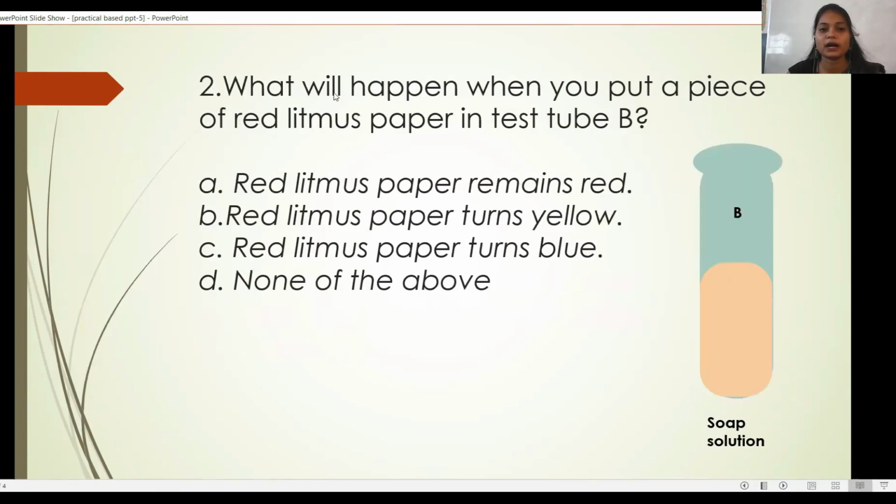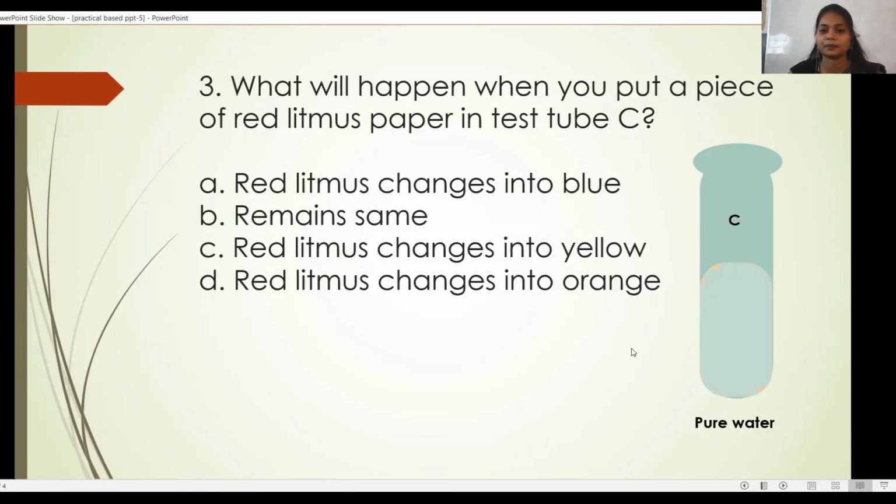Now, our next part is: what will happen when you put a piece of red litmus paper in test tube B? We know soap solution is basic in nature, so what will happen when we put a piece of red litmus paper in test tube B? It will turn blue. So here which option is appropriate? Red litmus paper turns blue. So the third option is appropriate for the question.